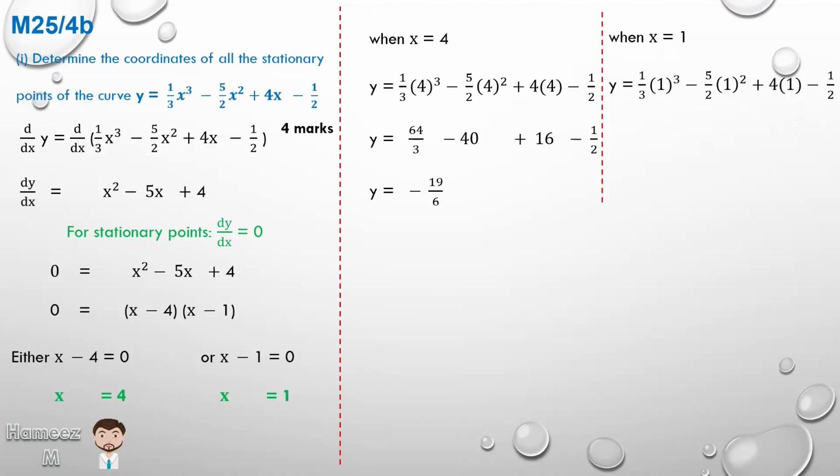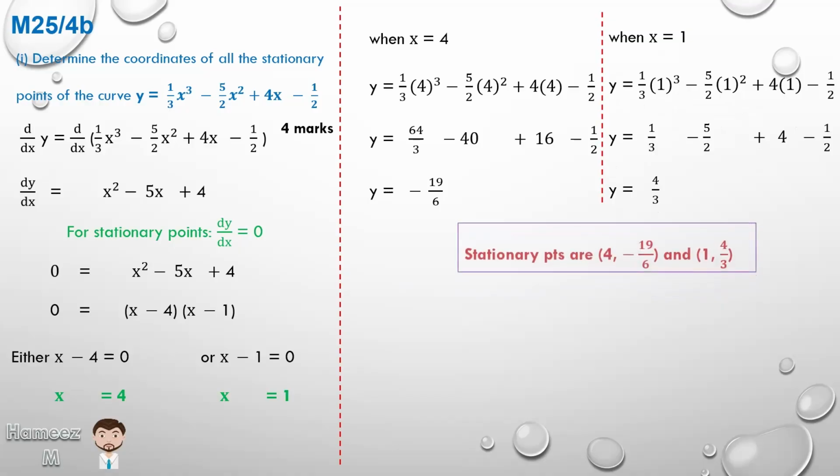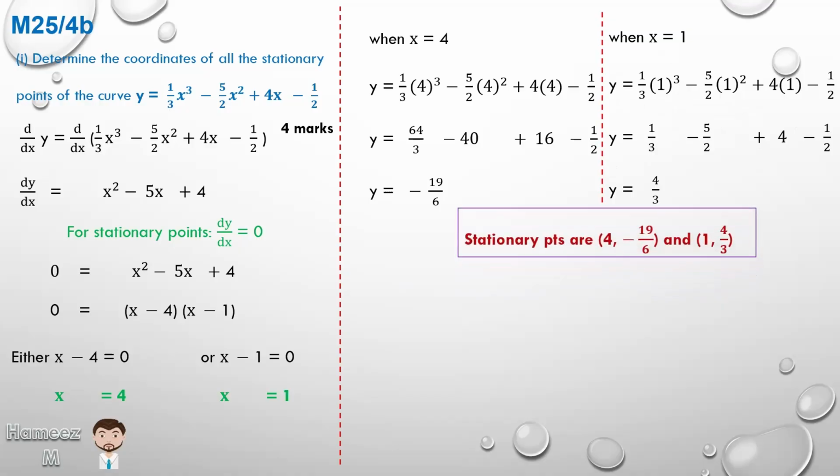And 1/3 times 1 cubed is 1/3. Minus 5 on 2 times 1 squared is minus 5 on 2, plus 4 minus a half. So y is equal to 4 over 3. So we found the stationary points. They are (4, -19/6) and (1, 4/3).